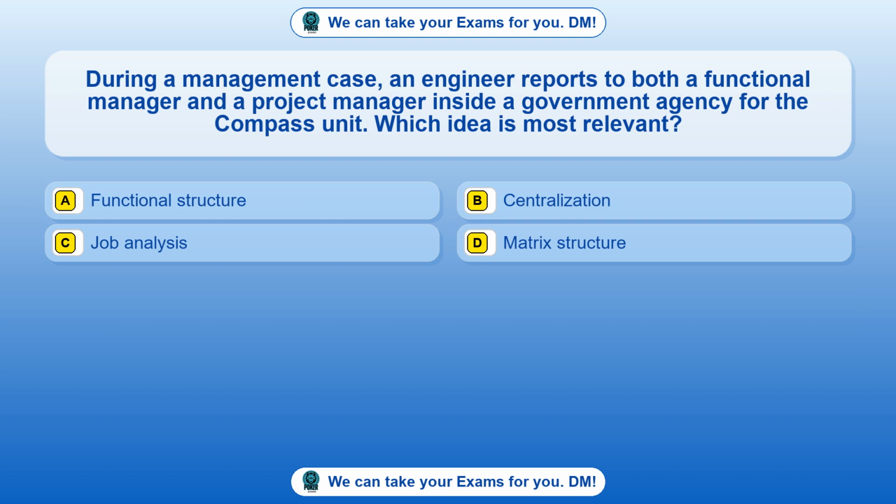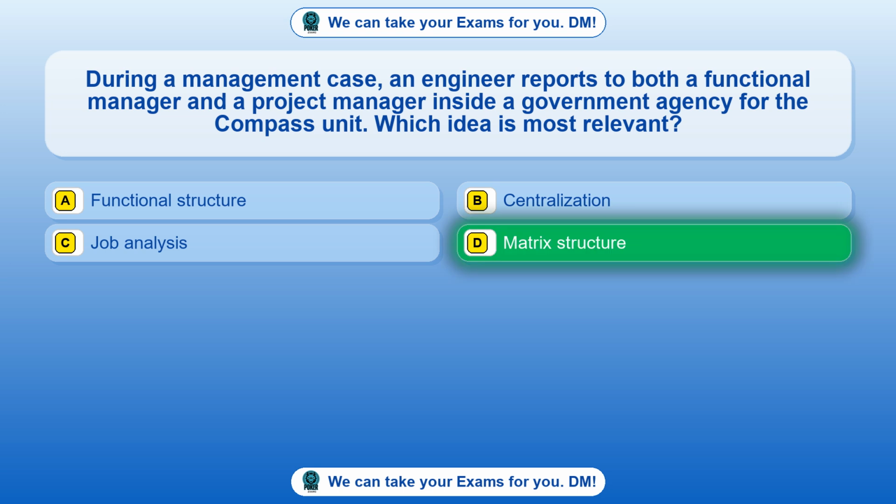Question 23. During a management case, an engineer reports to both a functional manager and a project manager inside a government agency for the Compass unit. Which idea is most relevant? Option A, functional structure. Option B, centralization. Option C, job analysis. Option D, matrix structure. The correct answer is option D, matrix structure.